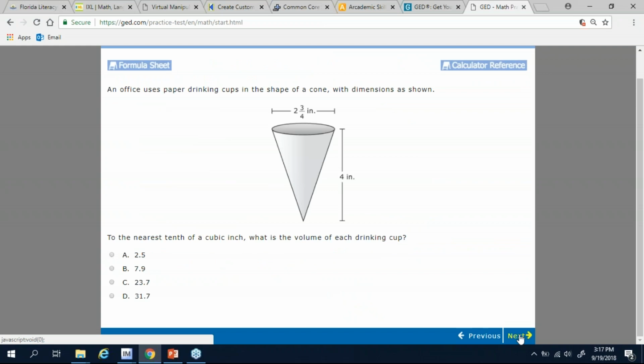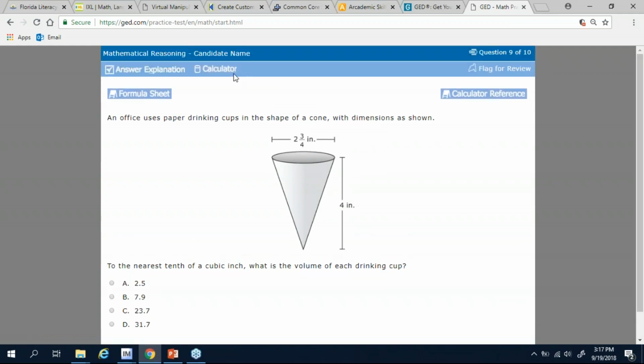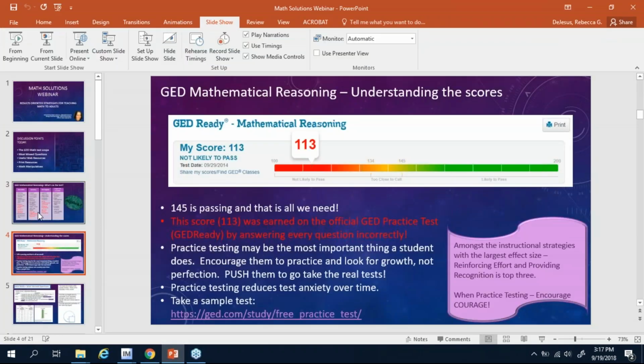And again, I think it's very easy to take, and then you can click here on answer explanation. After you answer the question, you can click on answer explanation, and it'll tell you if you're right or wrong. And I just teach my students how to do that. So more on that shortly, but that's what we're looking at when we're talking about the GED.